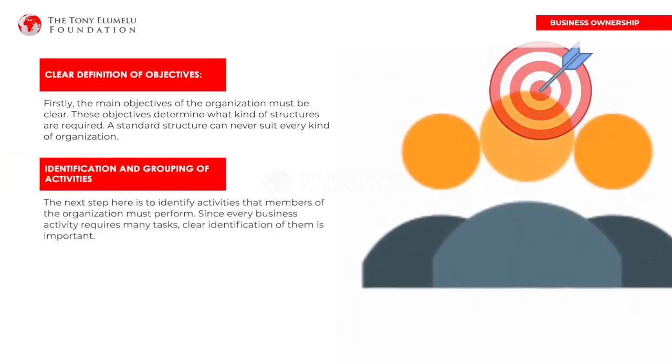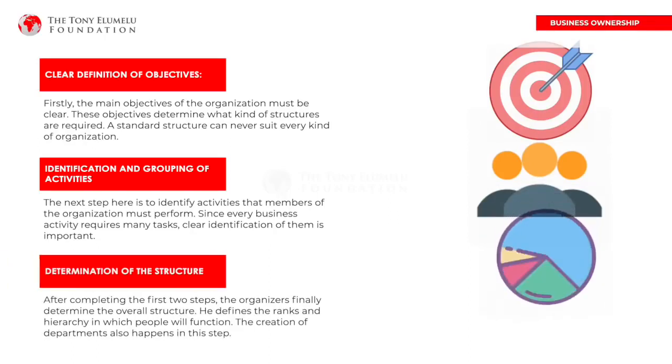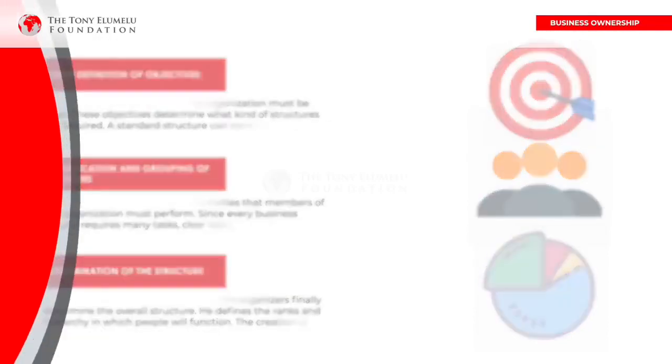Identification and grouping of activities. The next step here is to identify activities that members of the organization must perform. Since every business activity requires many tasks, clear identification of them is important. Determination of the structure. After completing the first two steps, the organizers finally determine the overall structure. He defines the ranks and hierarchy in which people will function. The creation of departments also happens in this step.